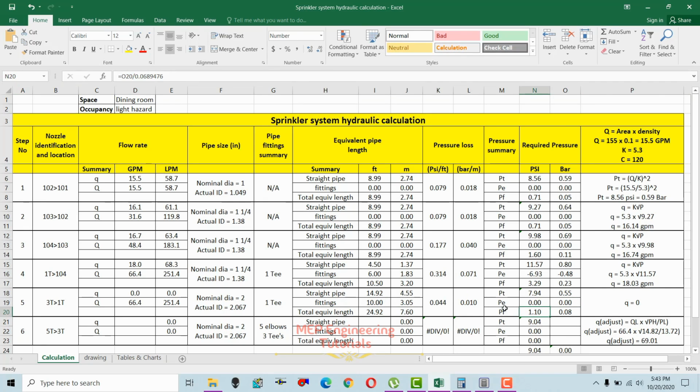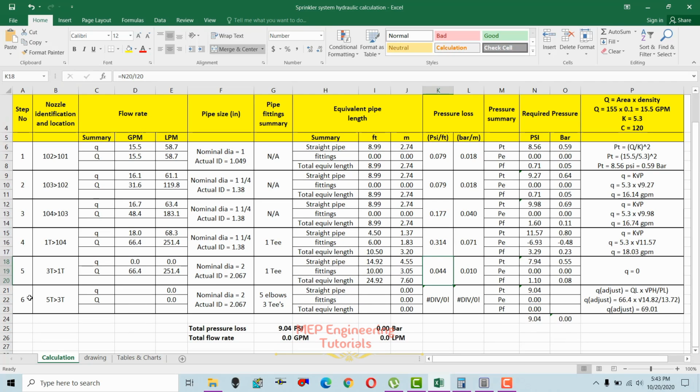So again you just need to divide this by total length, you will get bar per meter, or you need to divide this psi by total feet, that is 24.92, to get psi per foot. So the last one remaining is here.